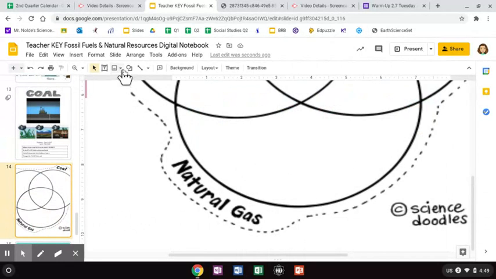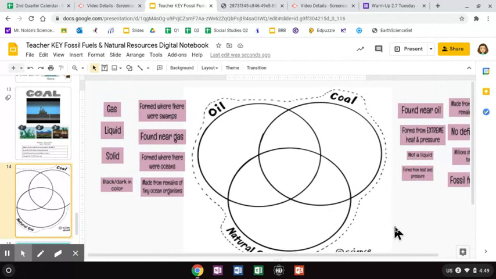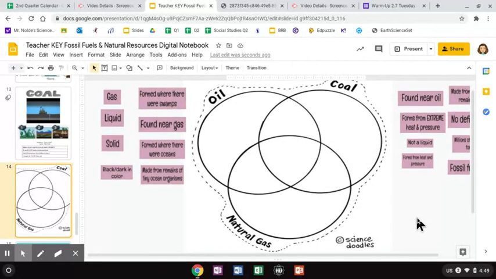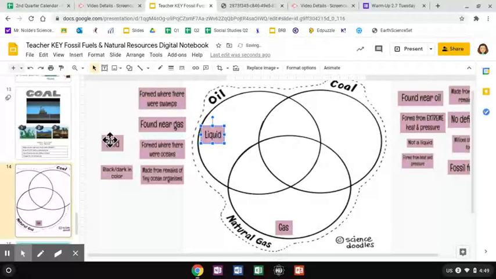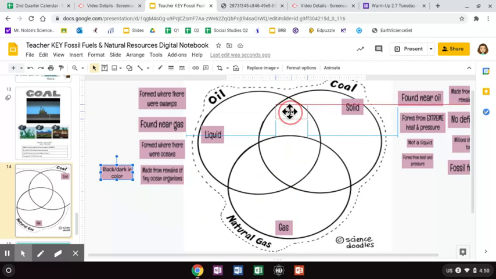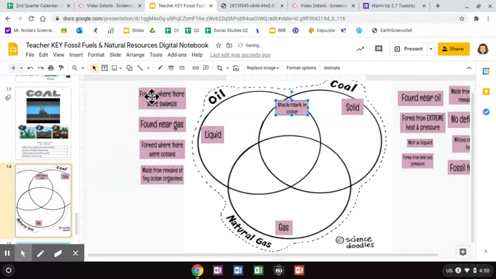Okay. So now we are comparing the three fossil fuels. So we're comparing oil, coal, and natural gas. Okay, so I'm just going to start here and work my way over. So a gas would be natural gas, liquid would be the oil, solid would be coal. I know I'm going pretty fast here. Remember, you can always pause this video. Black or dark in color, that could describe oil or coal. Formed where there were swamps. So swamps is my keyword, and that only belongs under coal.